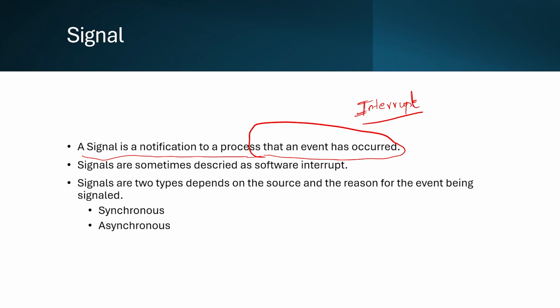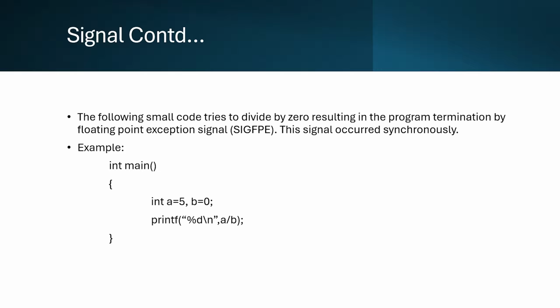So we already discussed it, no? Sometimes we can call it an interrupt also, like a software interrupt. The third point: we already know signals are of two types, synchronous and asynchronous. Synchronous and asynchronous depends on the source and reason for the event. We already saw this, and let's see the example.